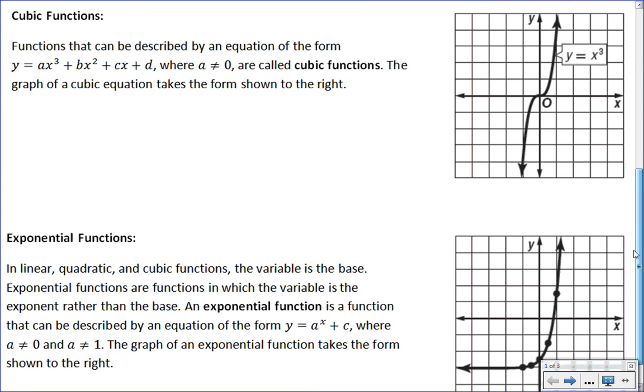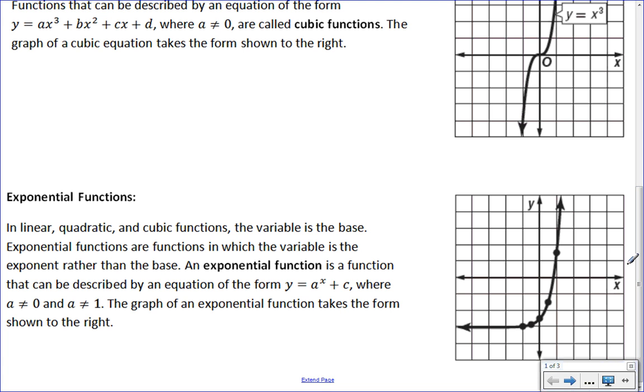And then the last one, exponential functions. These are a little bit different from quadratic and cubic. In linear, quadratic, and cubic functions, the variable is the base. So like in cubic functions, we had x to the third. In quadratic functions, we had x squared. In linear functions, we have x, which is just x to the first. The variable is the base for those. Exponential functions are functions in which the variable is the exponent rather than the base. An exponential function is a function that can be described by an equation of the form y equals a to the x plus c. And you see the variable x there is in the exponent, not the base itself. So that's an exponential function, where a is not 0 and not 1.